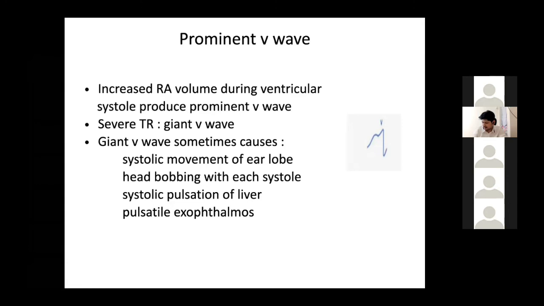So severe TR is one of the important causes of a giant V wave. And as I already discussed, you will get the systolic movement of the earlobe, head bobbing movement, systolic pulsation of the liver, and pulsatile exophthalmos. This is the head-to-toe examination in cases of TR with a prominent V wave, which you have to do.